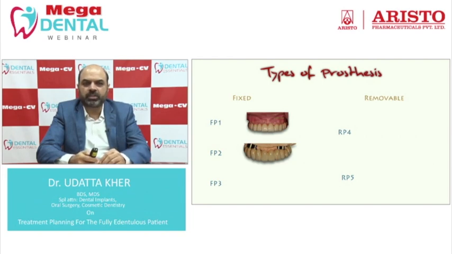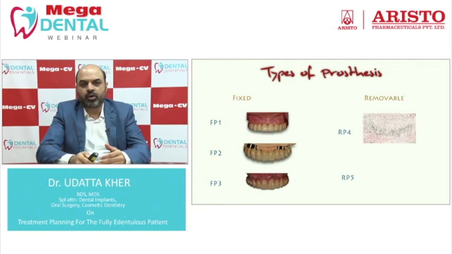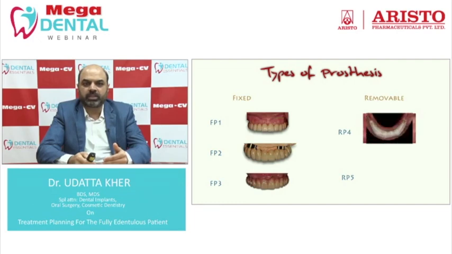In the FP2 prosthesis, you will see that a small part of the root is also replaced along with the crown form, and the FP3 prosthesis is where more resorption has taken place. So a part of the alveolar ridge is also replaced along with the dentition. So these are the 3 fixed options. When it comes to the removable options, you have the removable prosthesis 4 or the RP4, which is a completely implant supported restoration. This restoration is done with the help of implants that are placed, and a bar that is constructed over those implants, over which a prosthesis is then fitted.